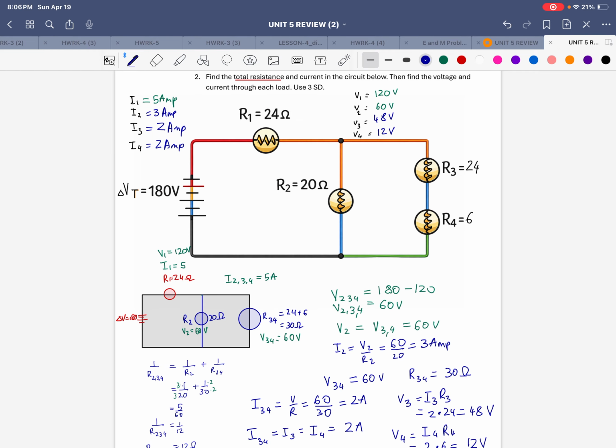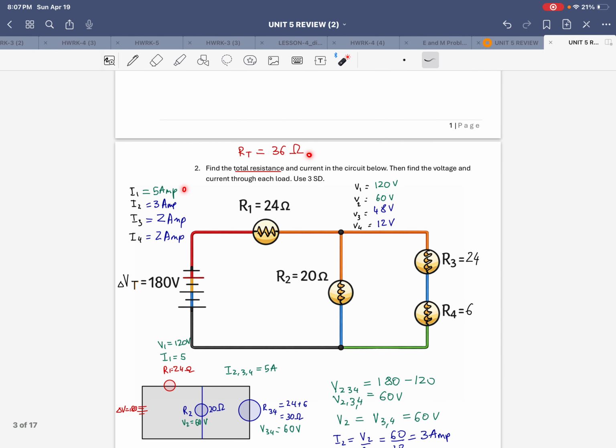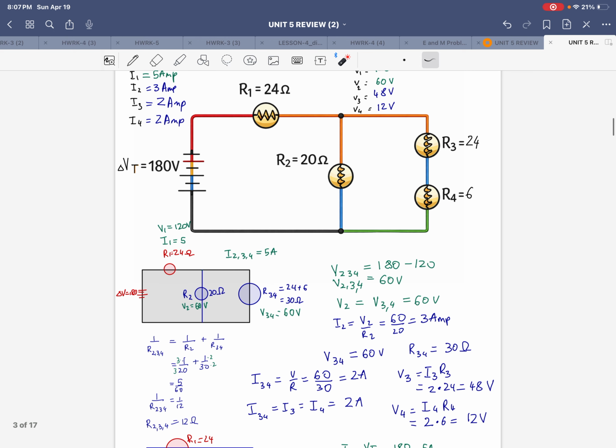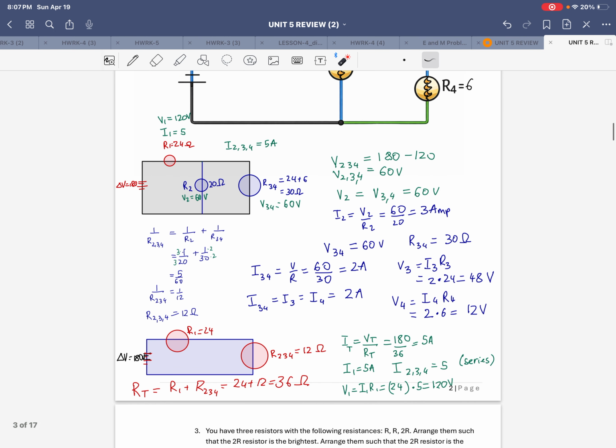And with this, we've answered almost every question. Let me see here. So we found the total resistance, so we answered that question. We found the current in every resistor, and we found the voltage drop in every resistor. And I hope you found the instructions useful.